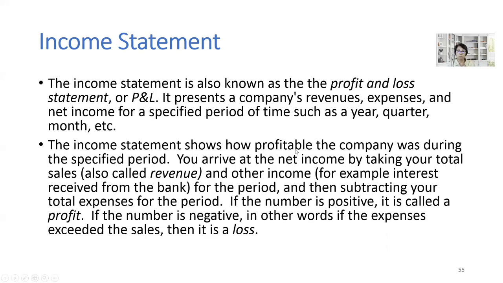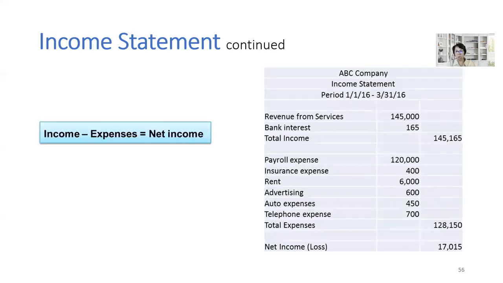And like I told you, it shows how profitable the company did during that period. So you take your revenues, well, your total income, and you subtract everything that you paid out. And if it's a positive number, it is profit. If it's a negative number, they call that a loss. So this is the ABC company. Is this for a year or for a quarter? It's for the first quarter of the year.